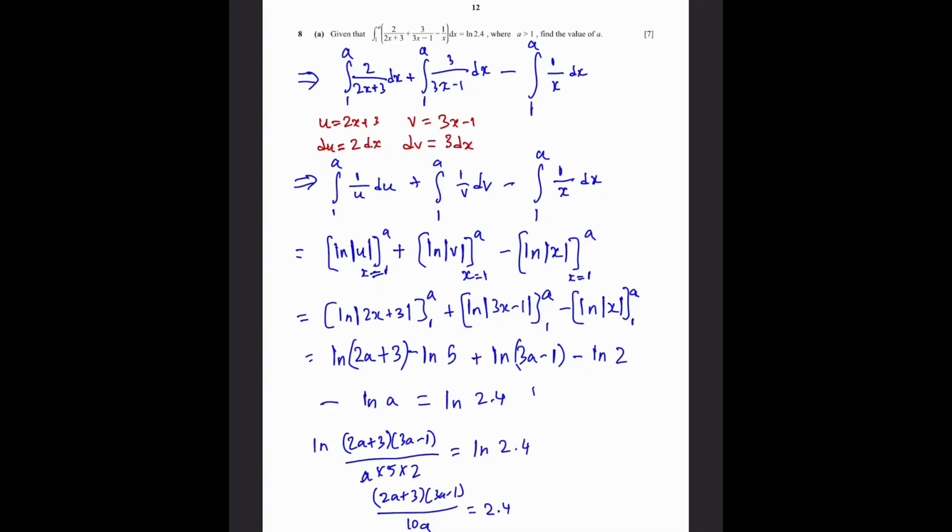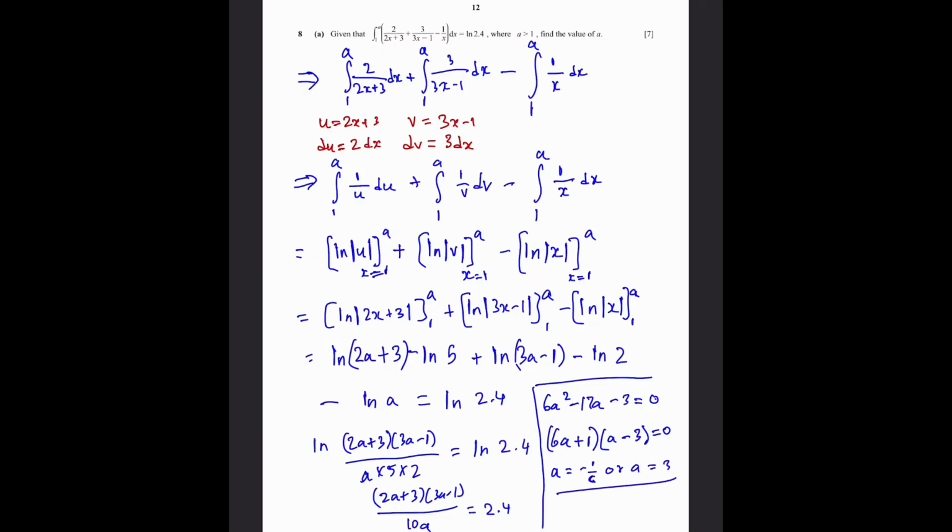Now we can simply expand everything to get 6a squared plus 7a minus 3 is equal to 24a. And we can write this as 6a squared minus 17a minus 3 is equal to 0. And if you simplify this correctly, 6a plus 1 times a minus 3, sorry, not 1, 3 is equal to 0. And that means a is equal to minus 1 by 6, or a is equal to 3, right?